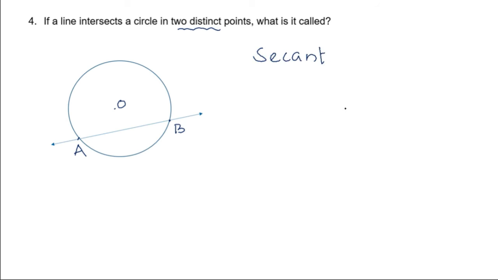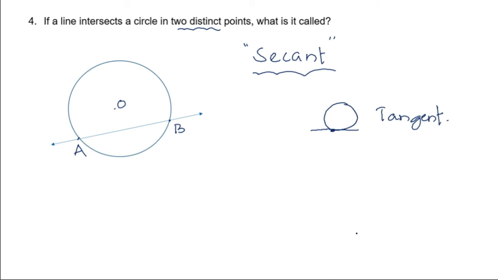If a circle is there and if a line just touches the circle at only one point, then this is called as a tangent. If it intersects the circle, it's called as a secant. This is an important statement or definition you must remember.